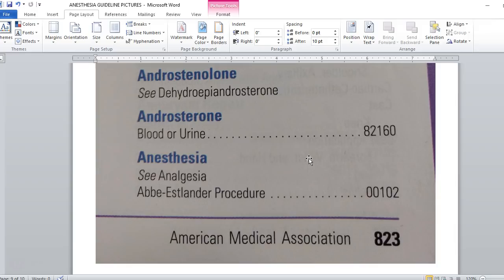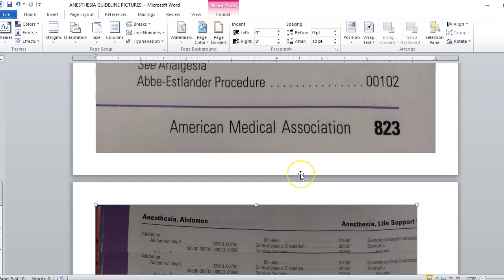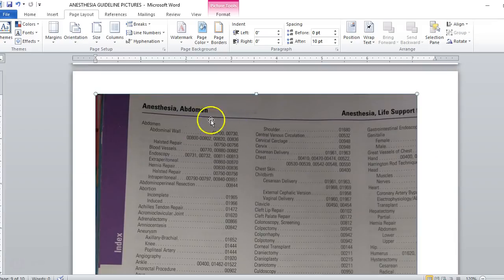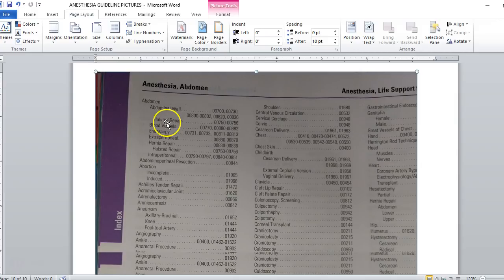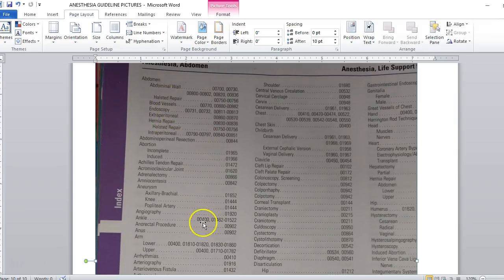This is what I was saying going back to week 1. Everything is always above and to the left. When we flip to the next page, you'll see up at the top it still says anesthesia. All of these subterms are under the main term of anesthesia. So when we're looking for an anesthesia code, we can look under one of two main ways. We can go anesthesia and then the anatomic site, or we can do anesthesia and then the procedure.